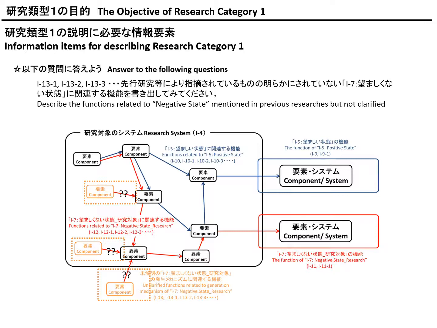So actually there are some functions which are shown with orange component and red line with question mark. So these functions are guessed by some people or maybe by yourself as the reason for the generation mechanism of negative state. So what you are trying to do through research category 1 is to show these functions are the true reason why the negative state is generated.